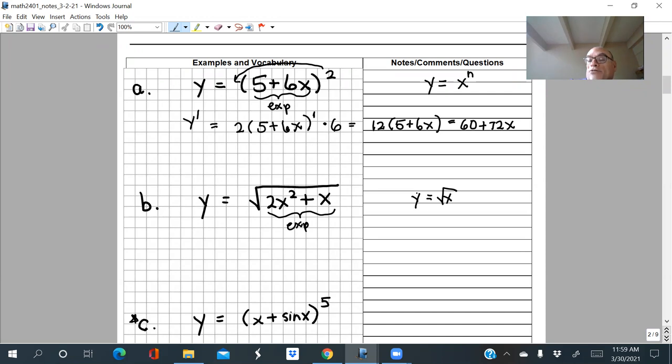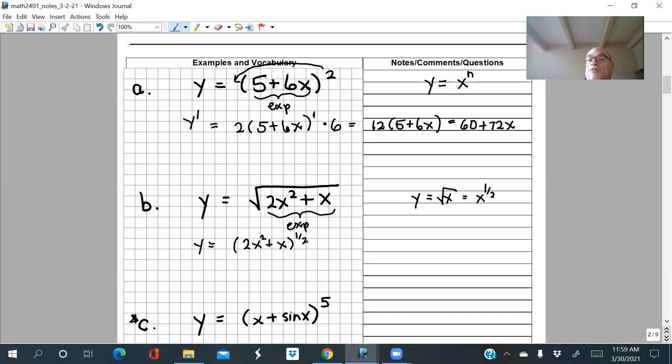Now, remember, how do you take the derivative of this simple function, square root of x? Well, remember, you rewrite this as x to the 1/2 power, and then you use the power rule. Well, we're going to do exactly the same thing here. We're going to rewrite this as 2x squared plus x, 2x squared plus x to the 1/2 power.